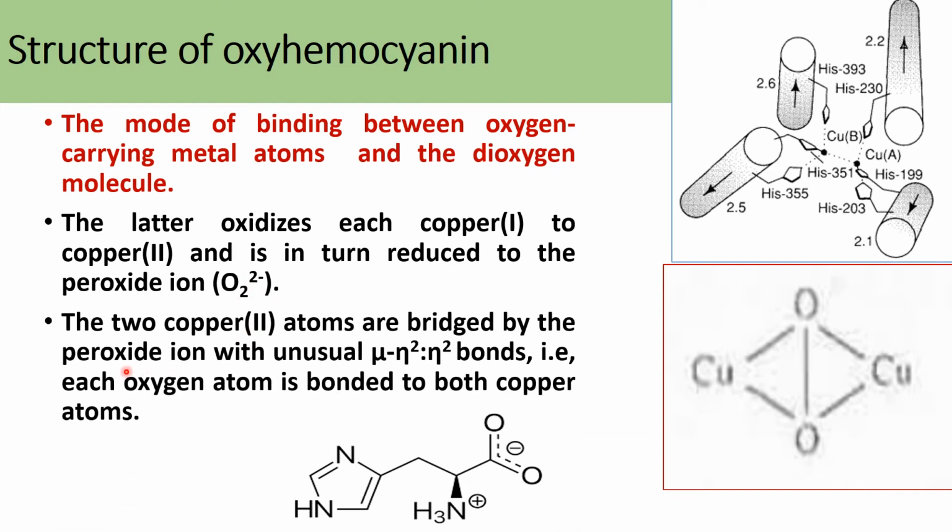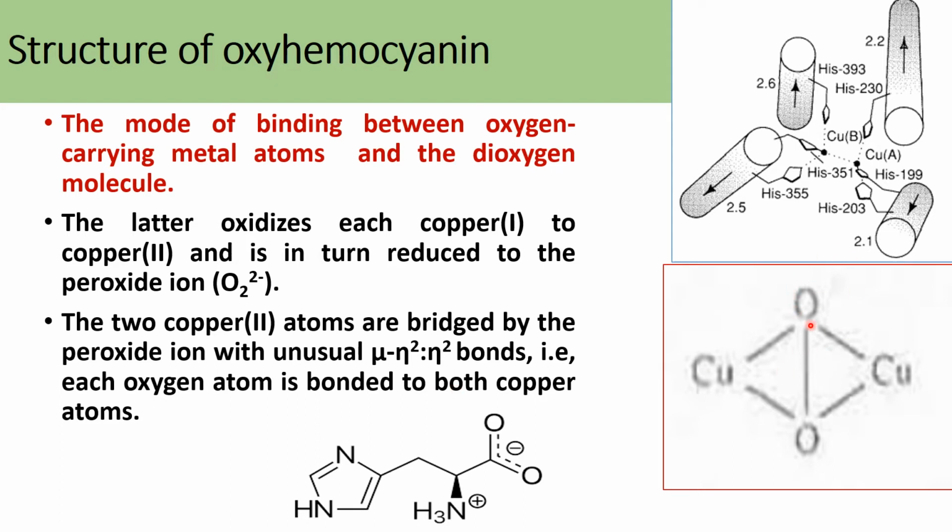The two copper 2 atoms are bridged by the peroxide ion, shown here with the unusual mu-eta 2 bridging bonds, where each oxygen atom is bonded to both the copper atoms. So it is represented by mu-eta 2:eta 2 bonds. So it is an unusual bond.